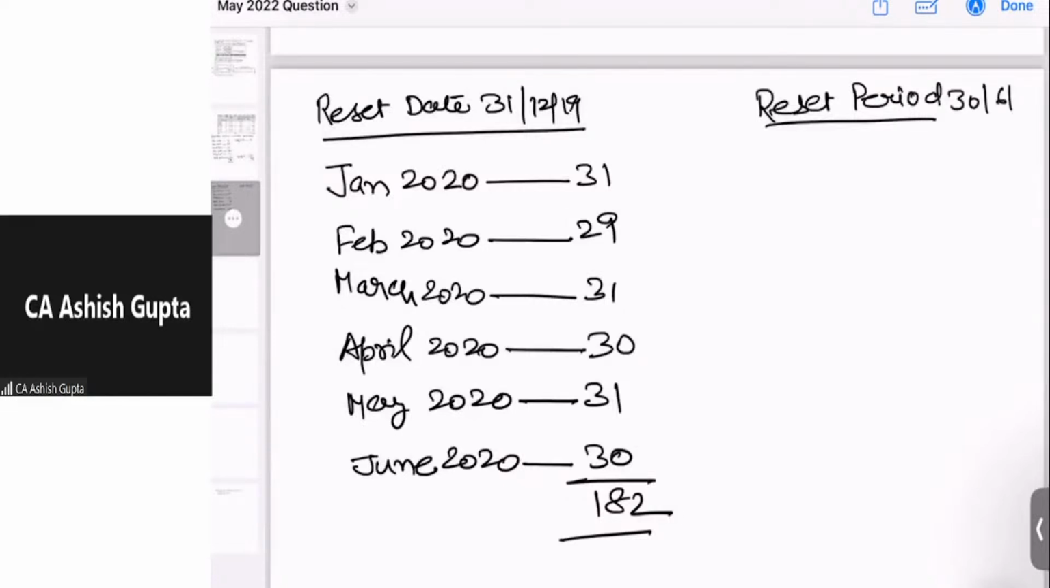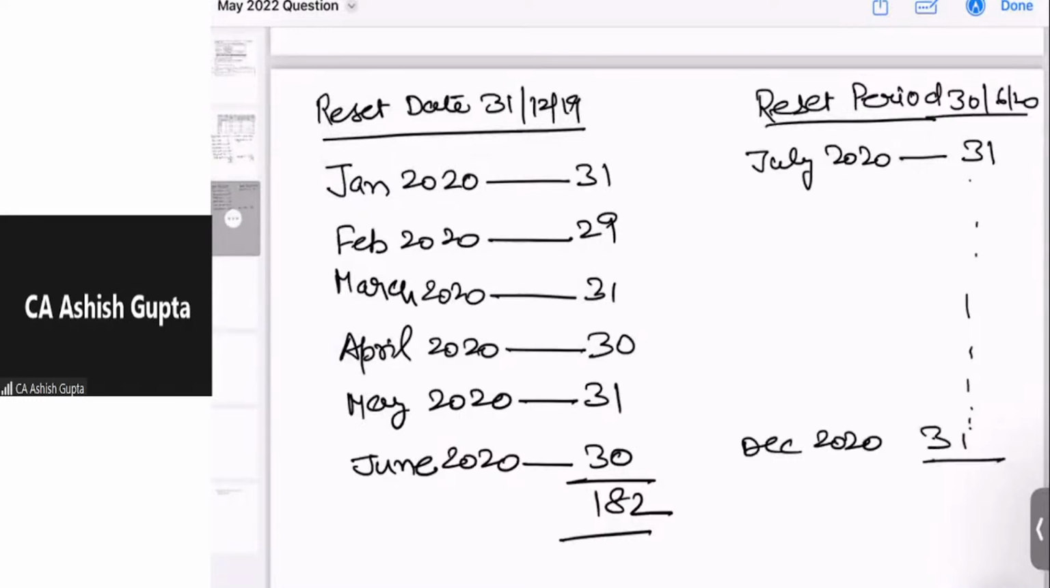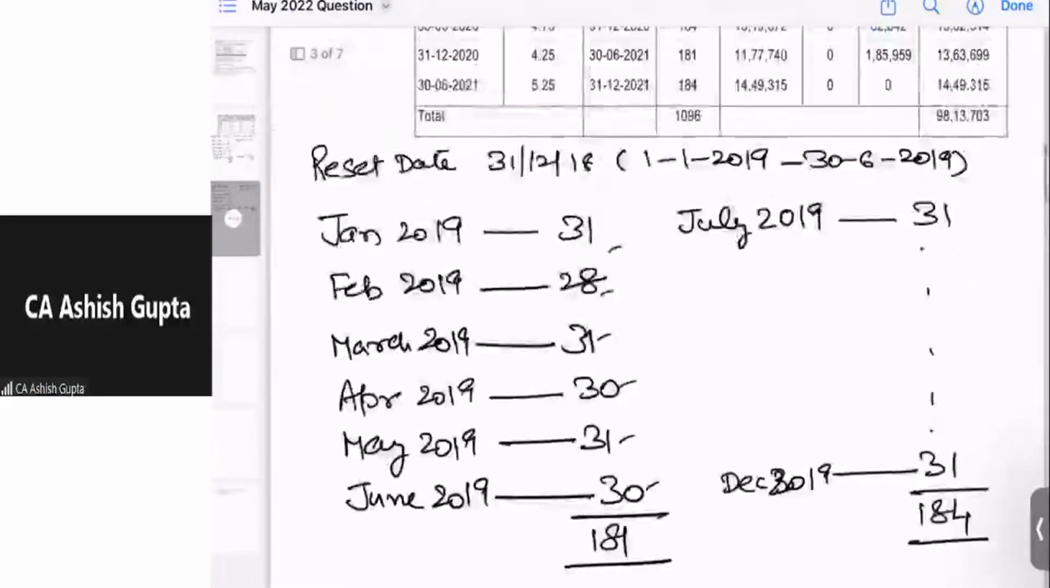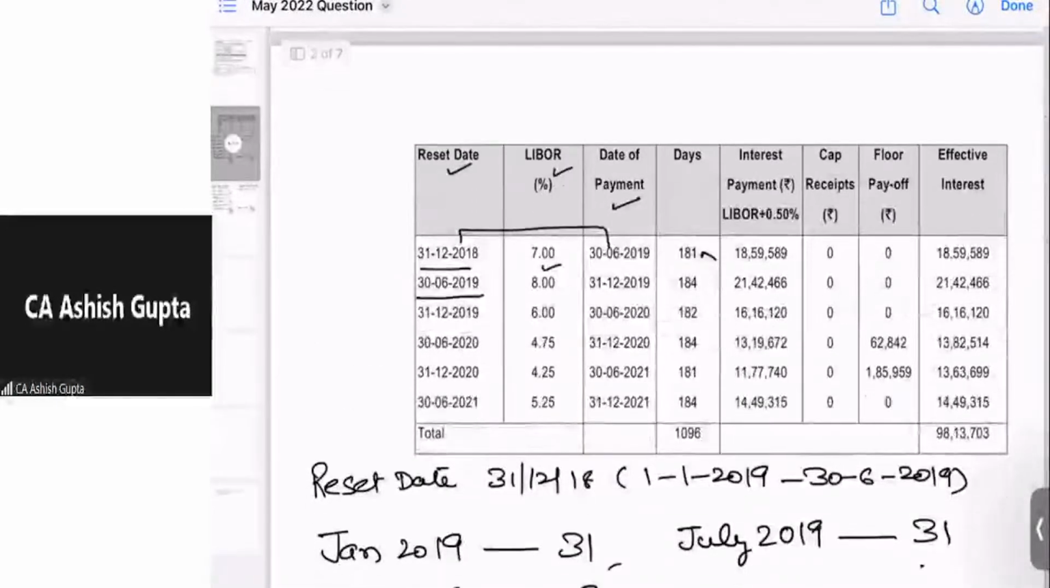Thirtieth June 2020. It is July 2020. The days are 31. Similarly, we go like that. The days come to 184 days. Okay, student. Now let us see. This way, we shall calculate the applicable days.